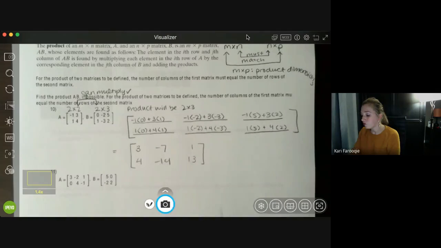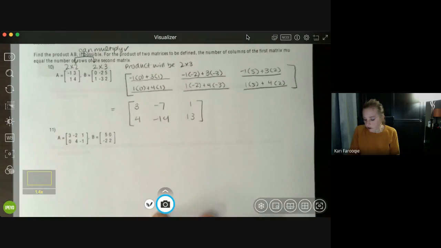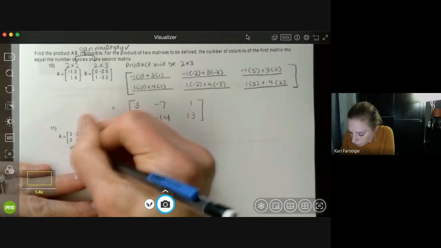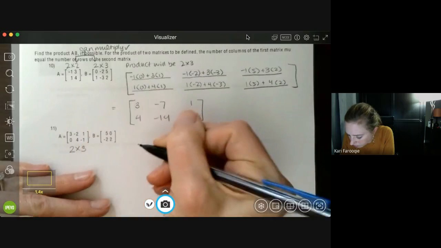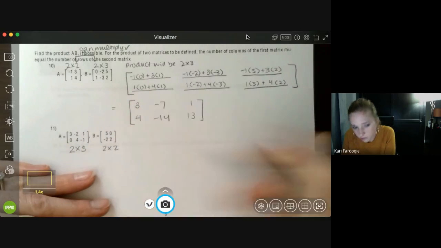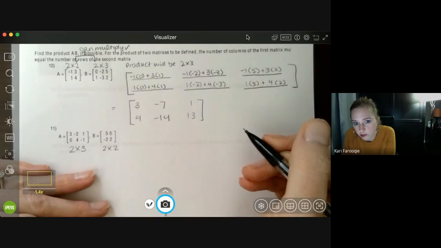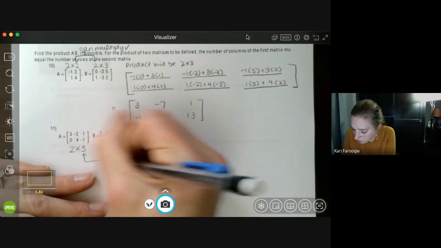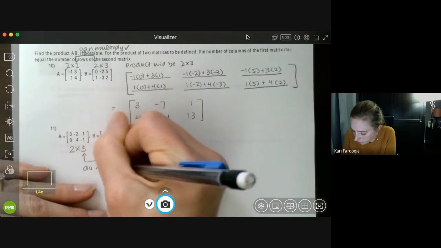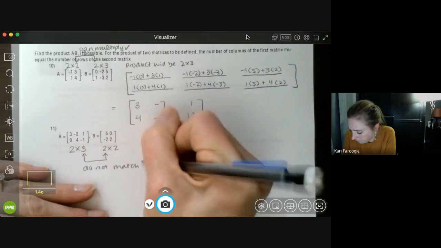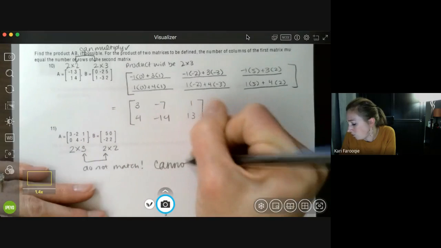Now, I started out just by writing these blanks. You don't have to do that. I just think sometimes it's helpful if you know what to expect. If you kind of go into it blindly, sometimes you get confused. Number 11, write down your dimensions. So 2 rows, 3 columns, 2 rows, 2 columns. Can I multiply these matrices? No, because my inner dimensions don't match. So you cannot multiply these matrices.